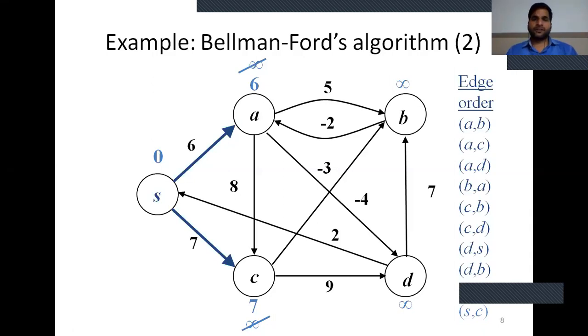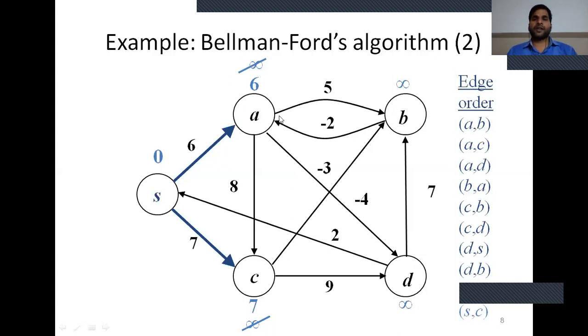Now apply the Bellman-Ford in the first step. First we select the paths S to A and S to C. Now calculate the distance value of the source plus the path value, 6, which is less than the value infinity. So we replace A's infinite value by the sum 0 plus 6, which is 6. And C's infinity is replaced by 0 plus 7, which equals 7.